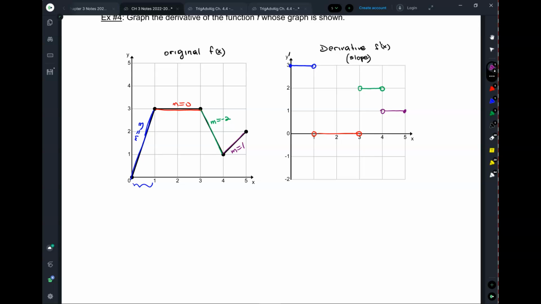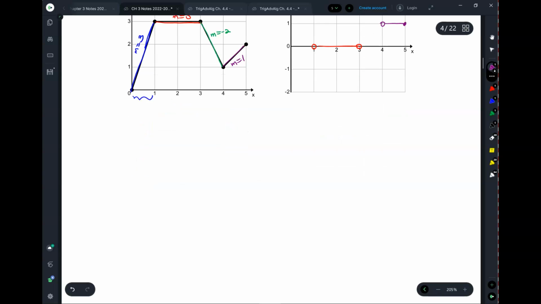It depends. If this is position, that could be a velocity. If this is position, that's velocity. If this is velocity, that's acceleration.